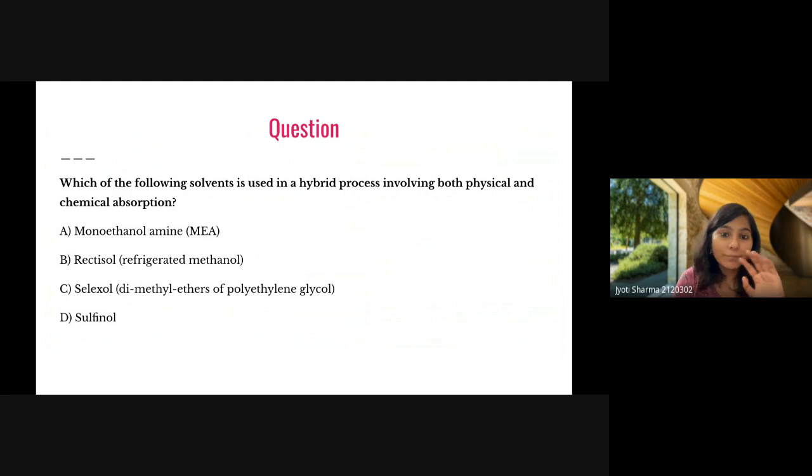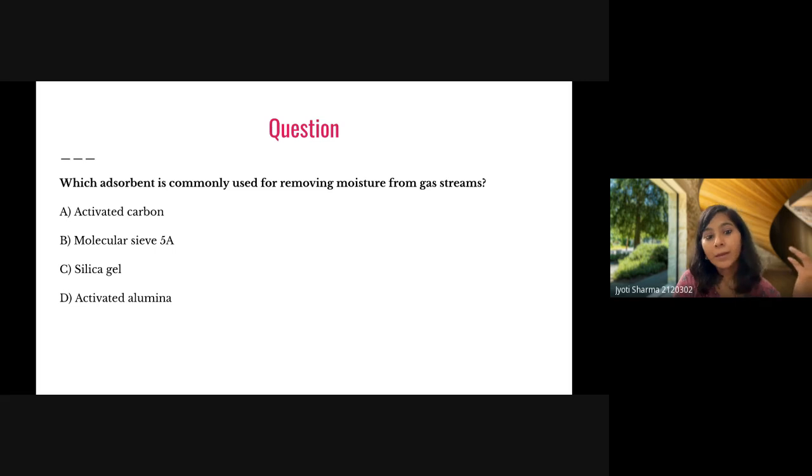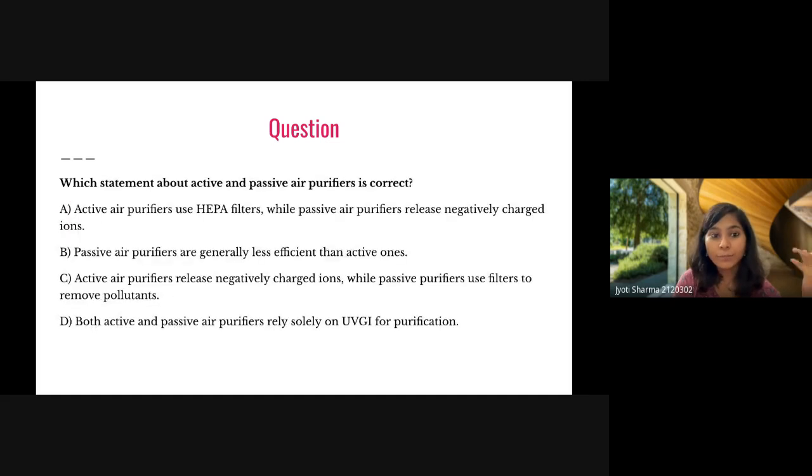Yes. If we are talking about gas absorption, then we can use different types of absorption material or solvent. The one that can involve both physical and chemical absorption is Sulfinol. And for the adsorbent, every time it is activated charcoal that can work.